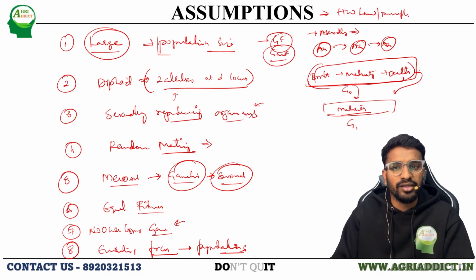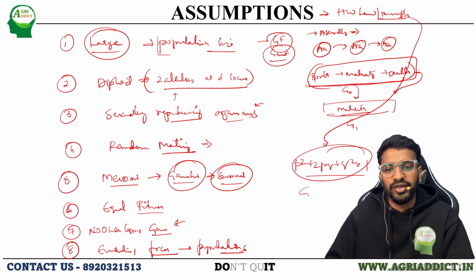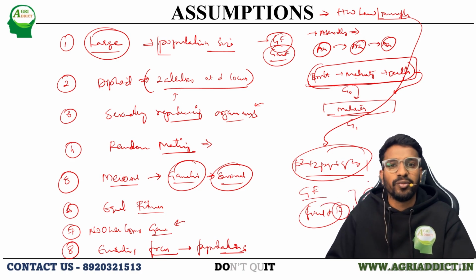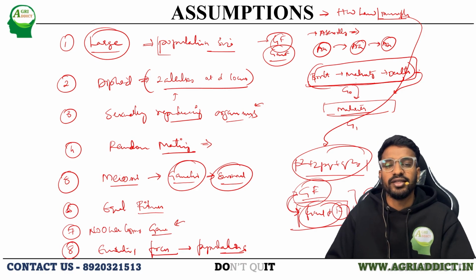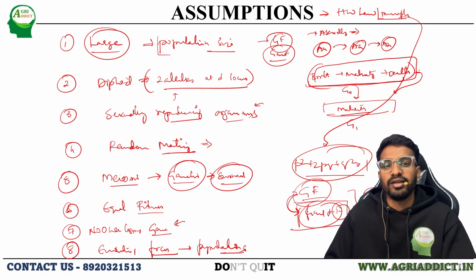If it is obeying this principle or the law, we can directly use this equation, which is p square plus 2pq plus q square, and with the help of this equation we can calculate the gene frequency and the genotypic frequency without knowing the total number of individuals. Even if we do not know how many individuals there are, if we have the gene frequency, we can calculate the genotypic frequency, and if we have the genotypic frequency, we can calculate the gene frequency. Without the total number of individuals, we can actually predict it.